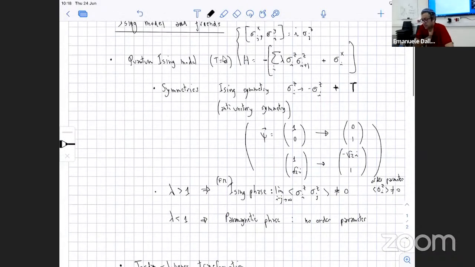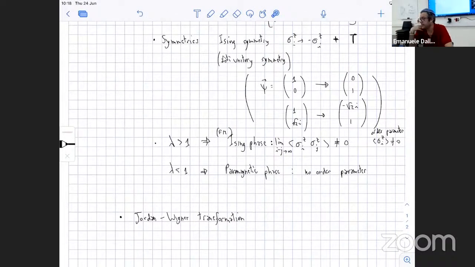The Ising model is not such a model. I mean, the Ising model is not a model of psi dagger psi. It's not a quadratic model. Maybe we know how to do Bogoliubov transformations, but it must be a quadratic form. So the way to transform into a quadratic form is to use the Jordan-Wigner transformation.